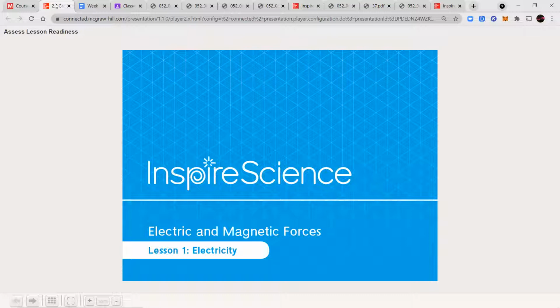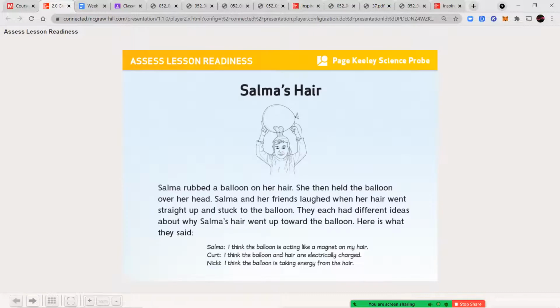Have you ever taken off your hat and had some of your hair stand up? You know what made your hair do that? You might know that it has to do with one object rubbing against another object, but do you know what it creates when that happens? Let's go ahead and start our lesson.